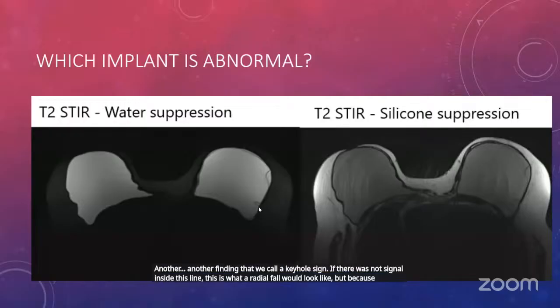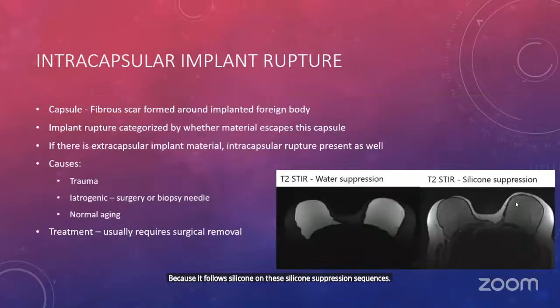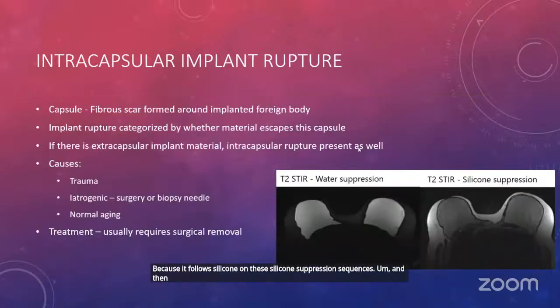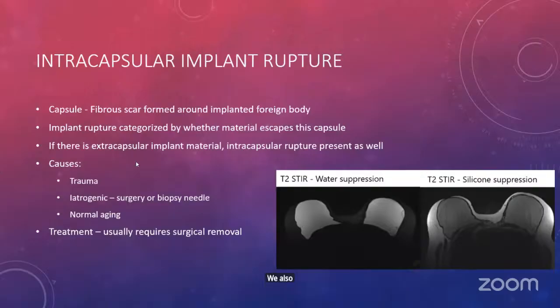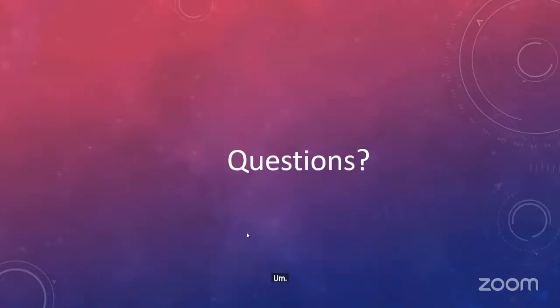But because we have signal inside, that means you have silicone inside of the implant, and then that signal is silicone outside of the implant, and we know that to be silicone because it follows silicone on these silicone suppression sequences. And then we also use these sequences to look for extracapsular implant material, and then treatment usually requires that these implants be surgically removed. And so that's all I had.